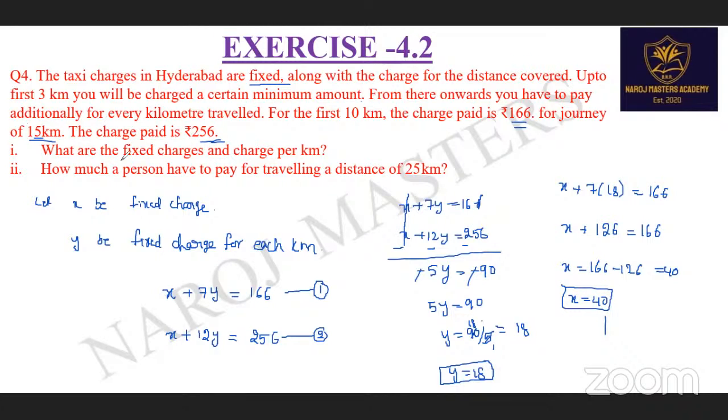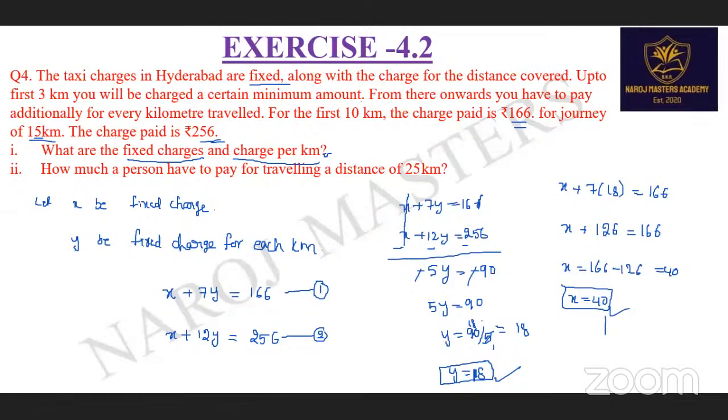What is our first question here? What are the fixed charges? The fixed charge is 40 rupees, and the charge per kilometer is 18 rupees. What about the second question? How much does a person have to pay for traveling a distance of 25 kilometers?